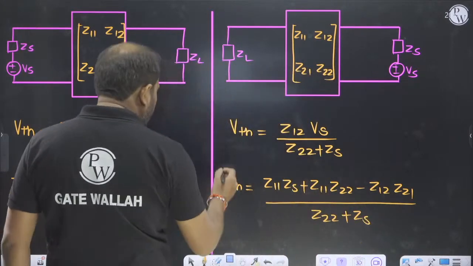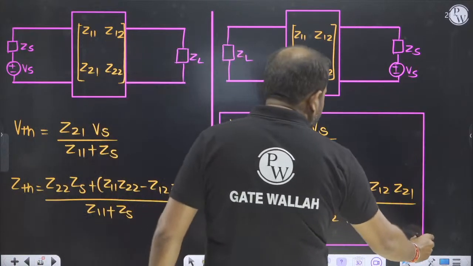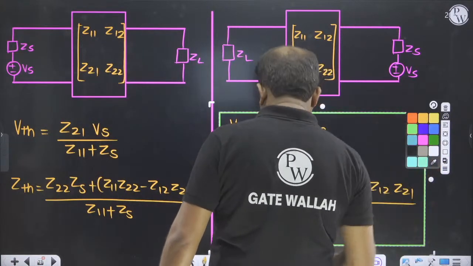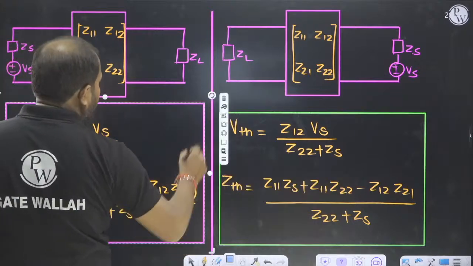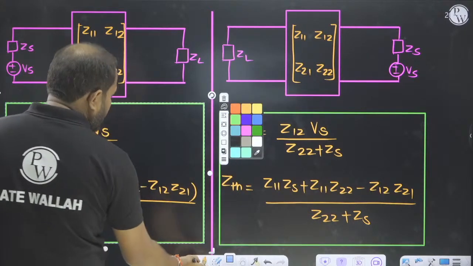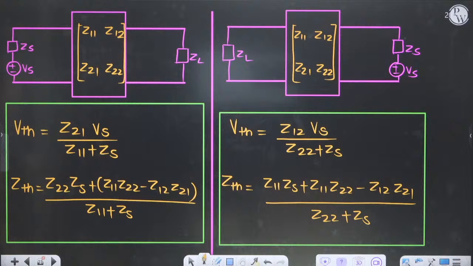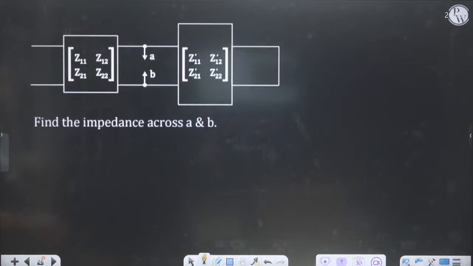Yes, sir. So this is the formula for Vth and Zth. Don't remember all these formulas, just find out how to derive them. If you understand how we have derived these formulas, then it will be okay. So go through and revise more and more. You will get a crystal clear concept. Okay.